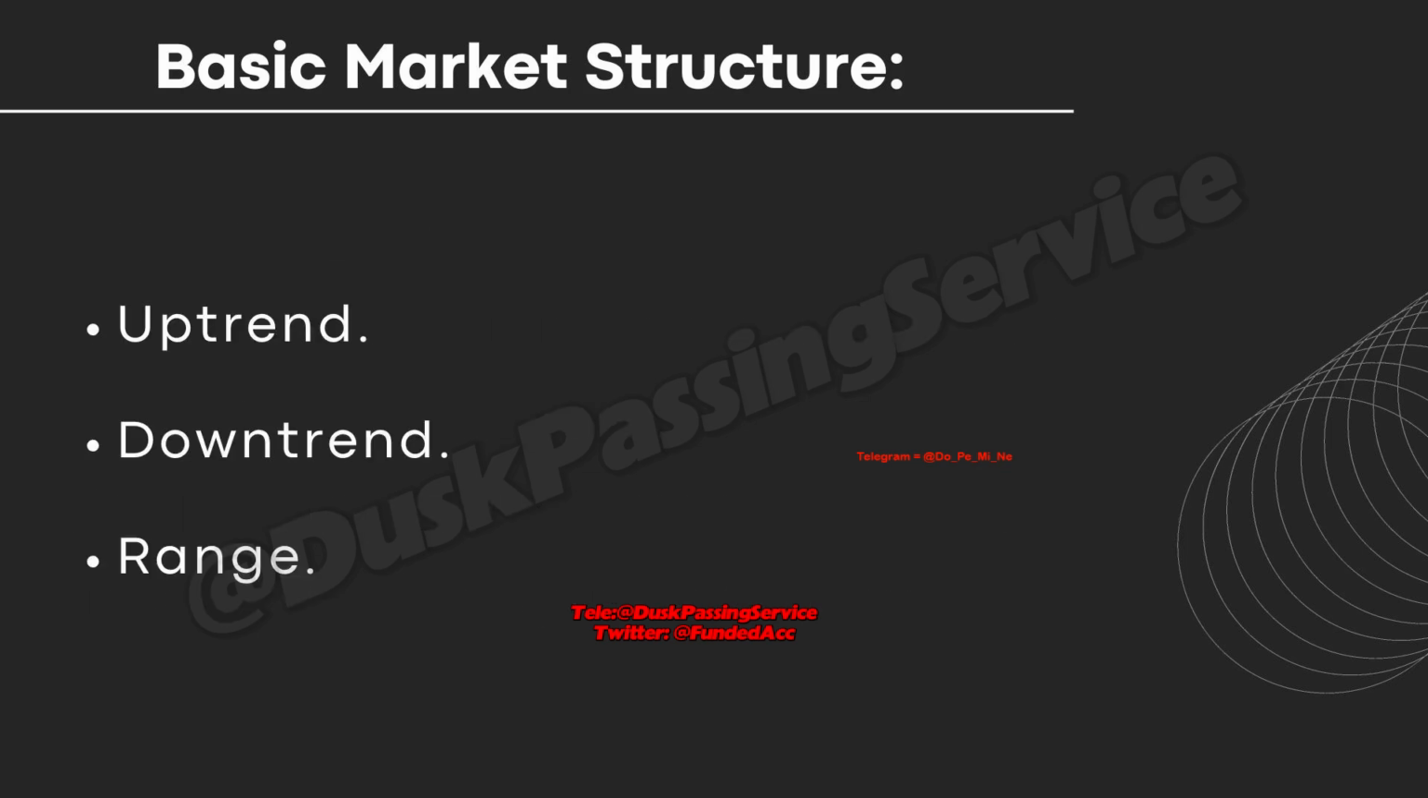Moving on, in basic market structure we've got three types: the uptrend, the downtrend, and last but not least, the range. Now we're going to see what each of those structures is made up of, and what the combination of highs and lows is for each. Some of you might be aware of it, but it's good to revise. So let's move on.